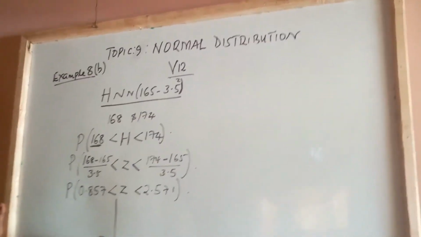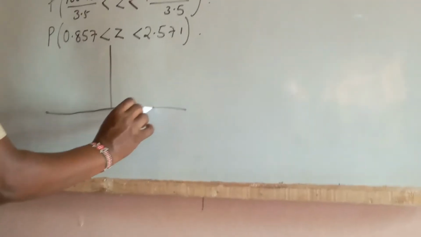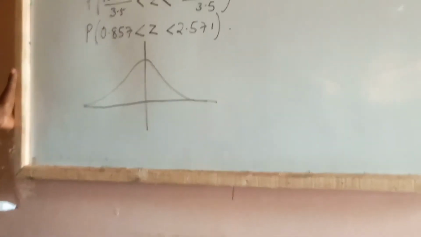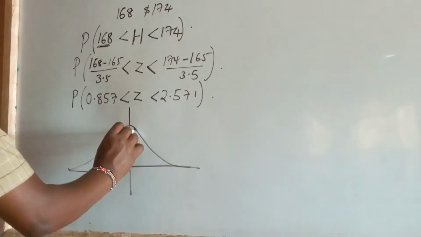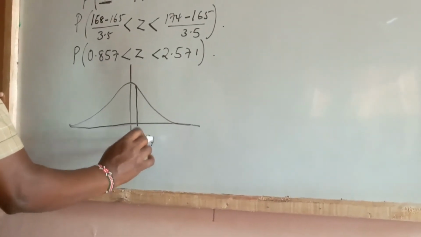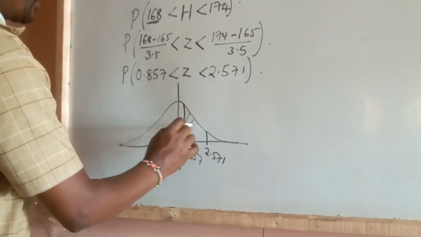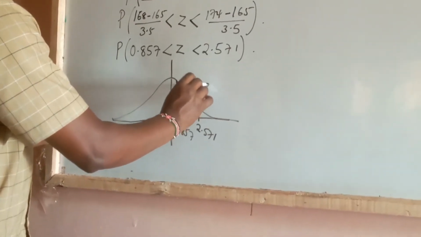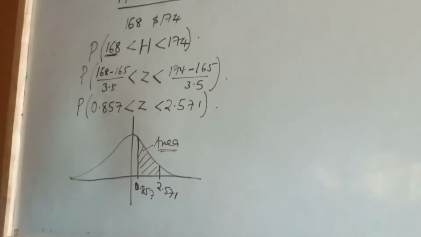Diagrammatically, we are looking at something like this. We have a model that looks like that. Both of them are positive, 0.857 and 2.571. So we are looking for that proportion, the area of that region, which is going to give us the probability.